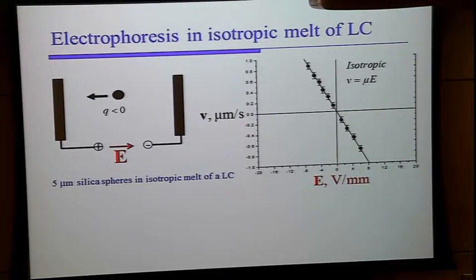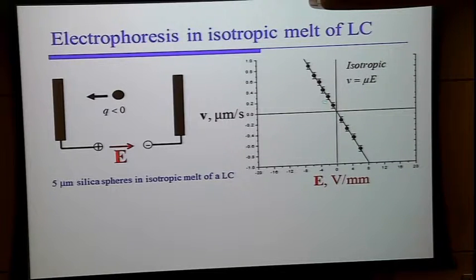Namely, you can raise the temperature by a few degrees, melt your liquid crystal into the isotropic fluid, and see how things are in the isotropic fluid. And so this is what we did at the beginning of our electrophoresis experiment. We took liquid crystal and melted it, and then put the glass sphere in and looked at how the velocity of this sphere depends on the applied electric field.